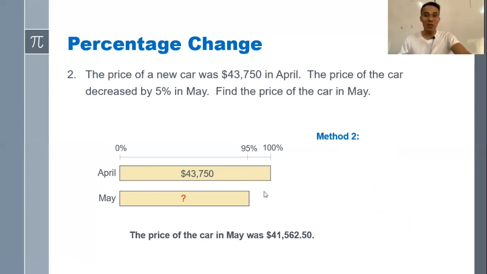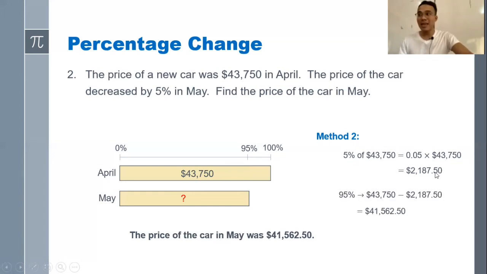We are going to get how much was the decrease. In other words, we are going to find 5% of $43,750. And remember that 5% when converted to decimal, it's 0.05. Multiplied by $43,750, the result is $2,187.50. And this is 5% of the original price. This was the decrease. Okay?